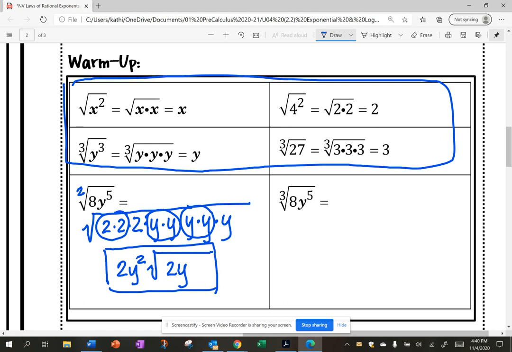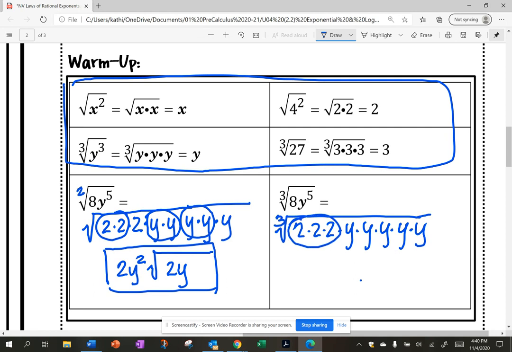How'd you do? For my second example, this is a cubed root with the same numbers. So I'm expanding the same way, 2 times 2 times 2, and y times y times y times y times y. But since I have the cubed root, I need to take these out in triples. So pulling these out, I have 2y, and I have the cubed root of y squared left.